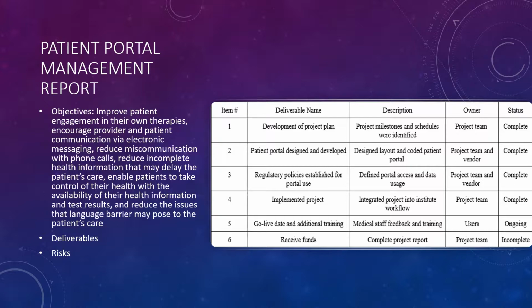I have in a table the different deliverables. There are 6 here. For instance, the development of project plan and then the description of it. So project milestone and schedules are identified. And then the owner of the deliverable and then whether the status is complete or not. So for this one, it's completed because this report has been established after the implementation has occurred. And then the report also involves risk that I mentioned earlier.